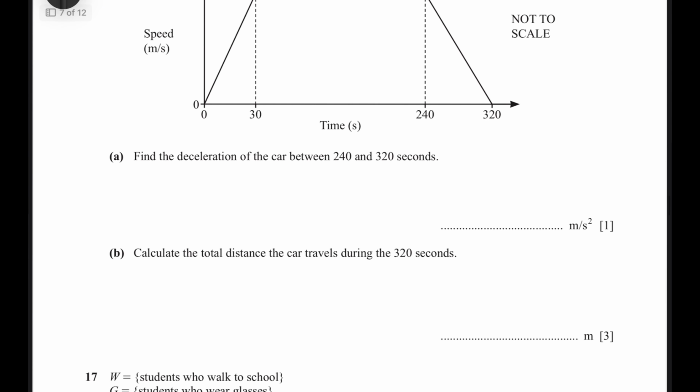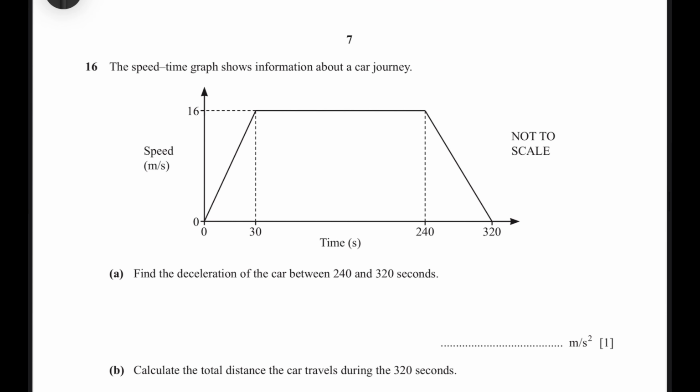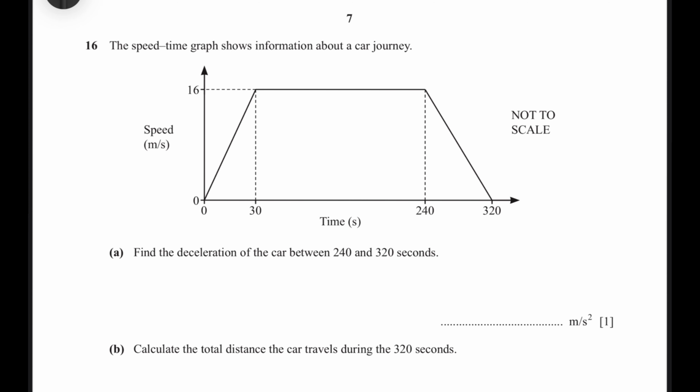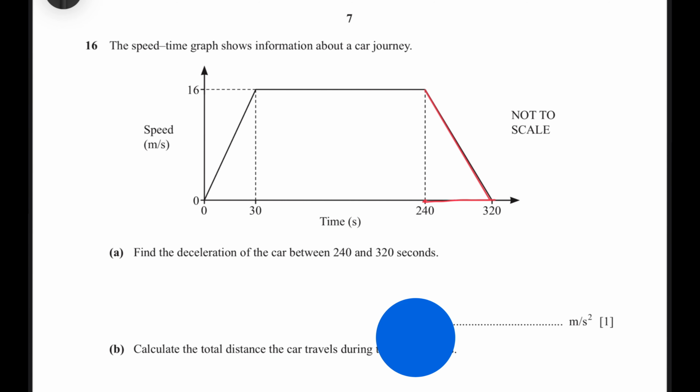Now the next question. 16th. The speed-time graph shows the information about a car journey. Find the deceleration of the car between 240 and 320 seconds. Okay, so between 240 and 320 seconds means from here. So deceleration is basically, as you can see, this is the graph. We have to find the slope of this graph. We know that though this is negative, we will take that as positive only.